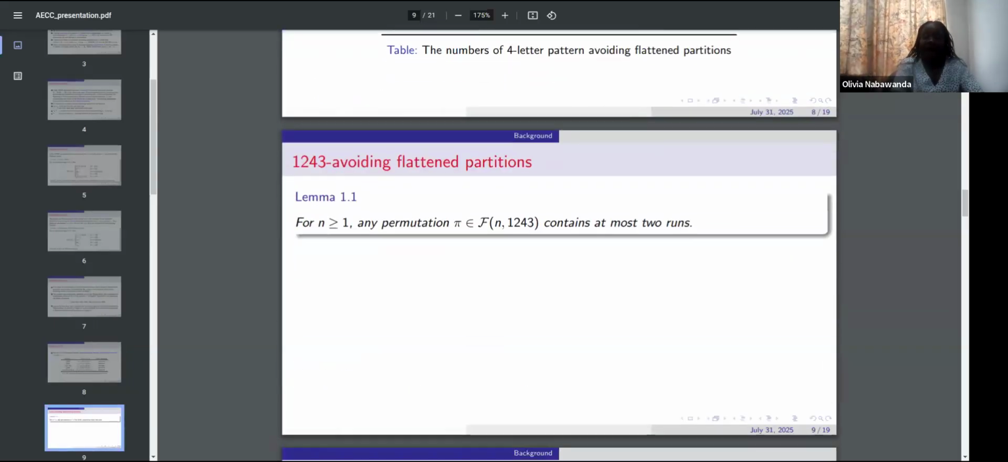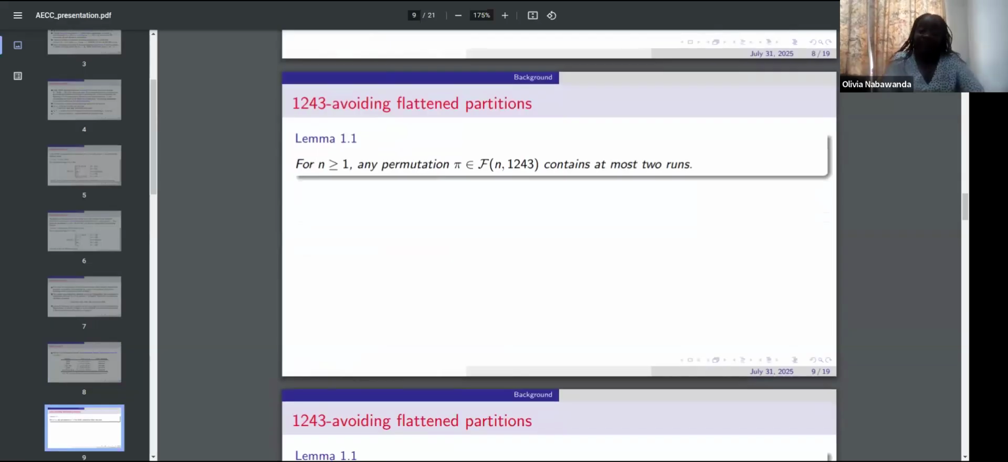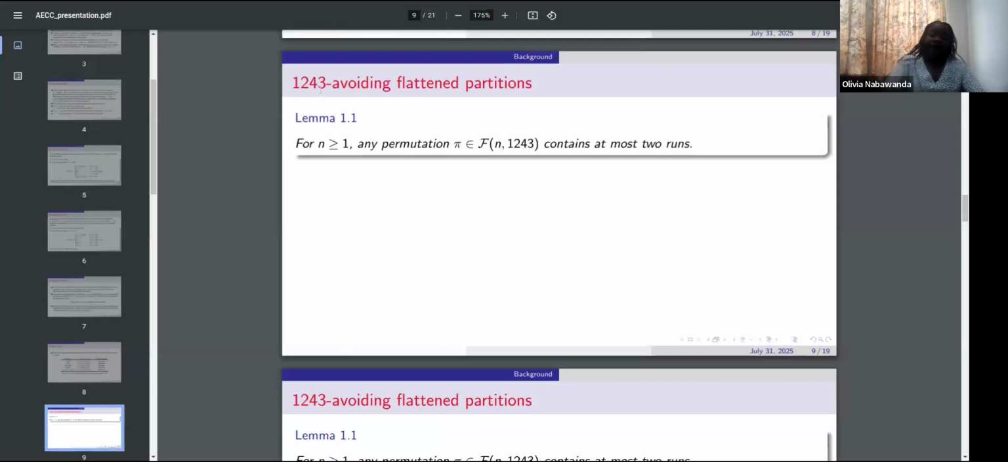And now I want to briefly take you through the properties of flattened partitions avoiding each of these patterns of length 4. So under the 1, 2, 4, 3 avoiding flattened partitions, we realize that any permutation pi which belongs to that set of flattened partitions avoiding pattern 1, 2, 4, 3 has at most 2 runs.